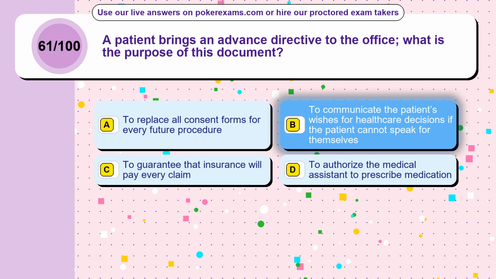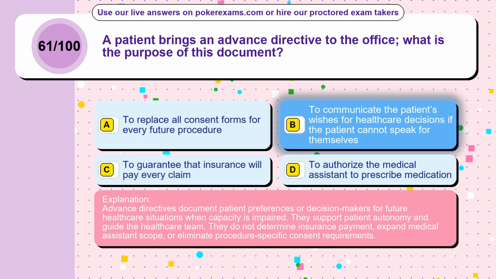The correct answer is option B. To communicate the patient's wishes for healthcare decisions if the patient cannot speak for themselves. Advanced directives document patient preferences or decision-makers for future healthcare situations when capacity is impaired. They support patient autonomy and guide the healthcare team. They do not determine insurance payment, expand medical assistant scope, or eliminate procedure-specific consent requirements.